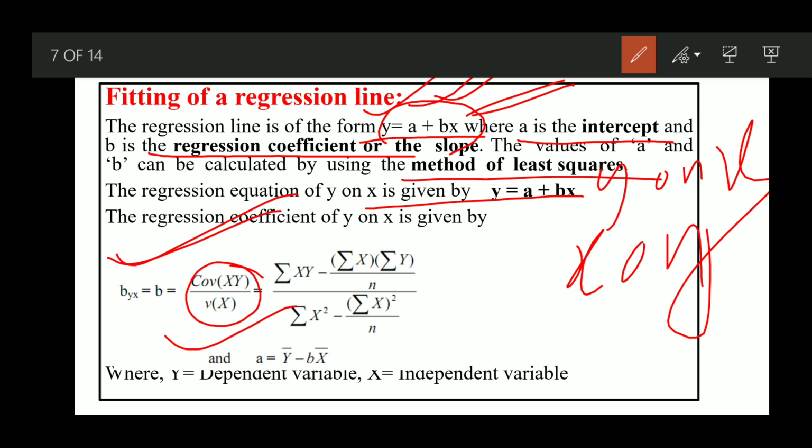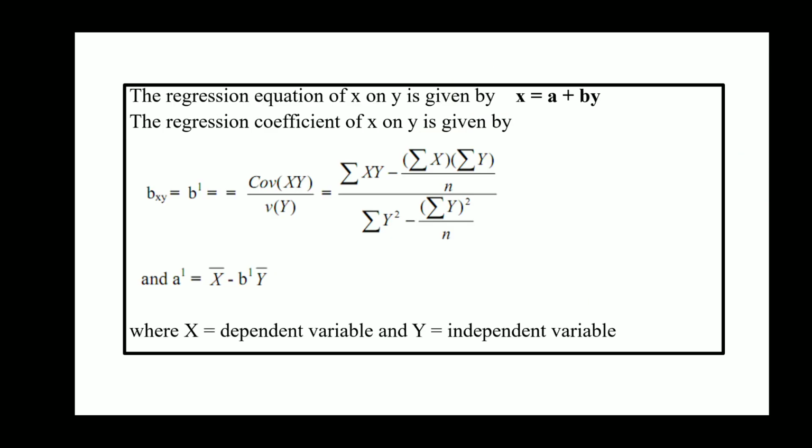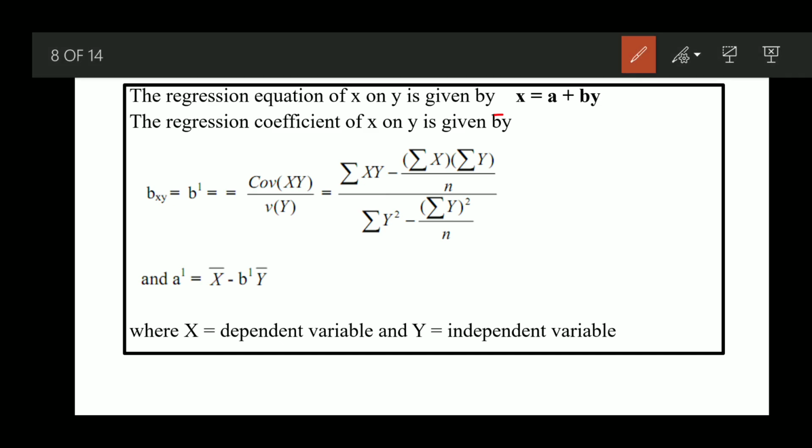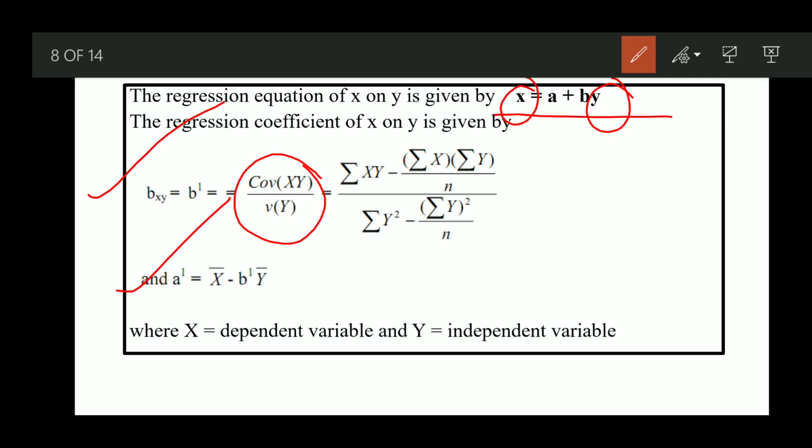So here x bar and y bar are the mean of x and the mean of y. Clear? Likewise, here we have the second equation, the regression equation of x on y, which is x equal to a plus by. Remember, here x is our dependent variable and y is our independent variable. Clear? So this is the formula of the regression coefficient of x on y: covariance of xy divided by variance of y. This is the intercept formula.